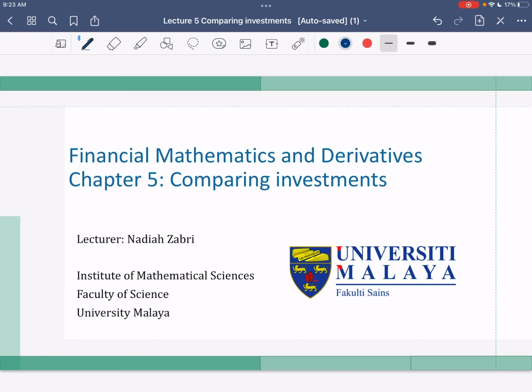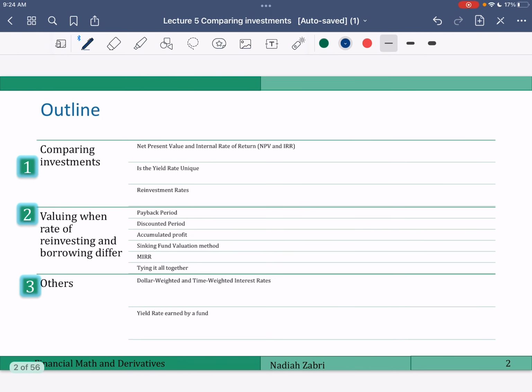Hi all, welcome back. So now we are on chapter 5, which is on comparing investments or comparing projects. So these are the topics. Today we will focus on the net present value and the internal rate of return.